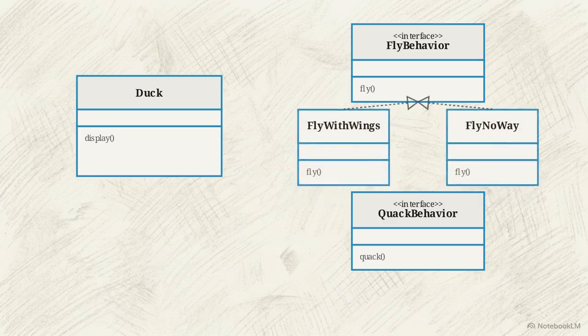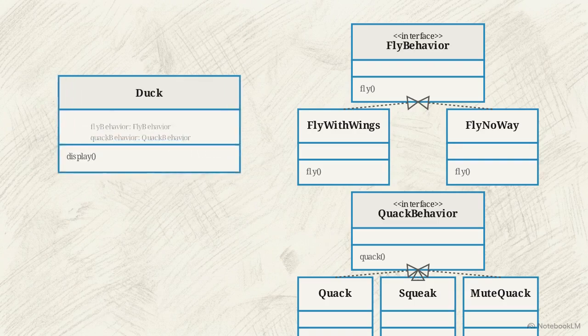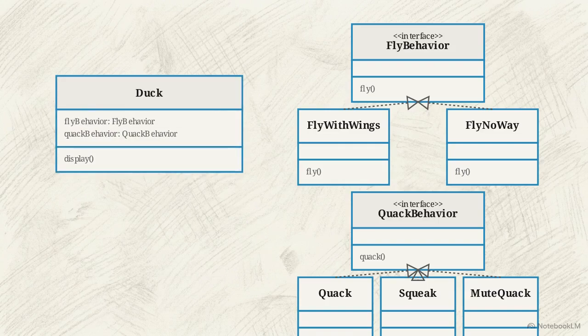Next, we program to an interface, not an implementation. We establish a fly behavior interface and build out concrete classes below it, like flying with wings or squeaking instead of quacking. But if the behavior is completely separated from the core duck class, how do we connect them so a duck knows which flight style to use when the program runs?